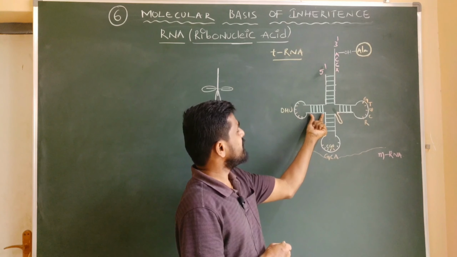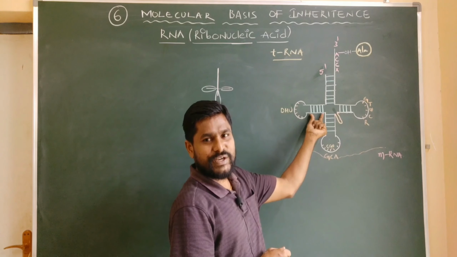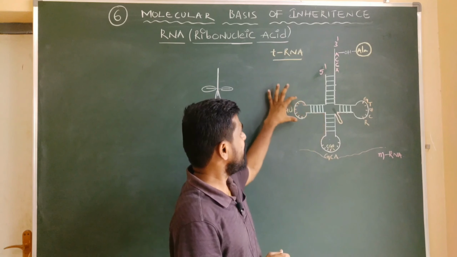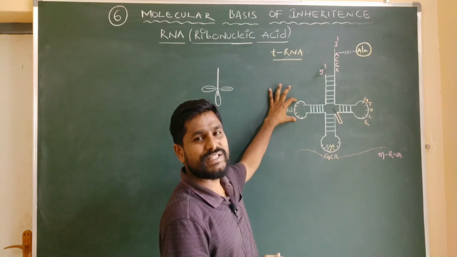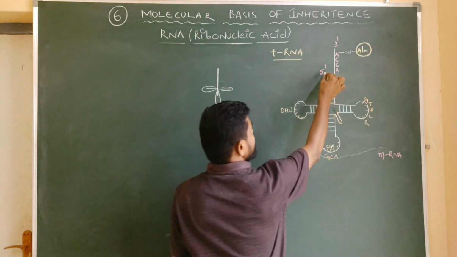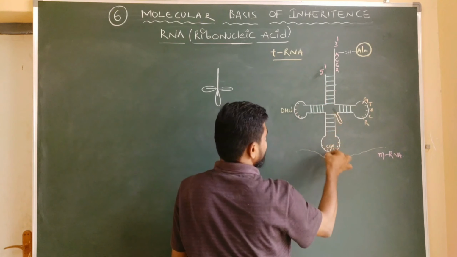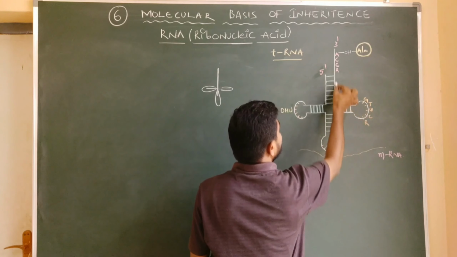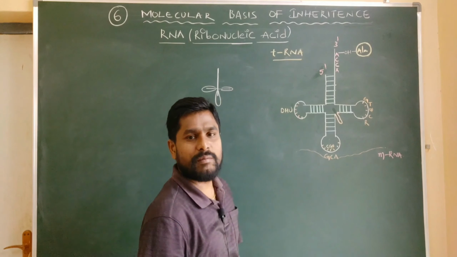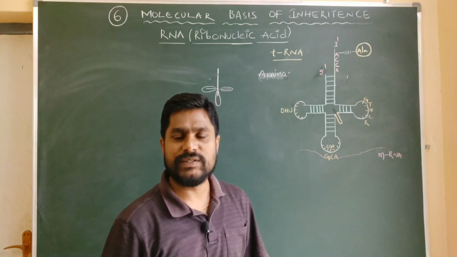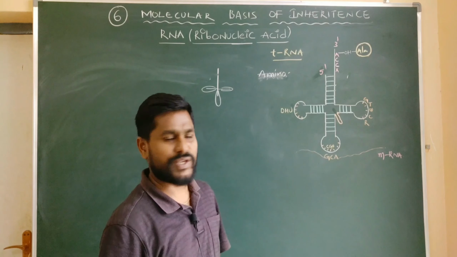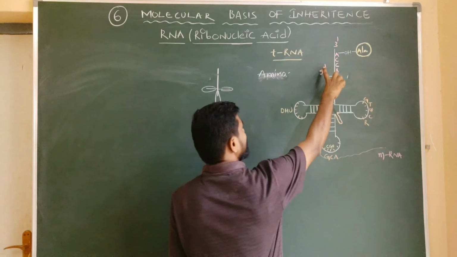This is the stem region where the nucleotides are paired to each other, and this is a loop region where there is no pairing between the nucleotides. This is the 5' end of a tRNA molecule, and this is the 3' end. Now let us discuss in detail each and every arm of a tRNA molecule. First let us come to this arm.